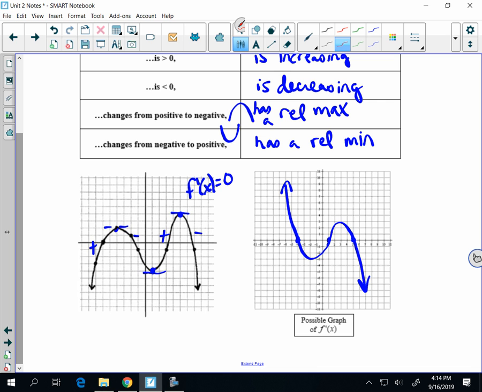Also think about this. This is an even function. It has 3 turning points, so its derivative is going to have 1 less than that. Also, its derivative is going to be an odd function if this one's even. So thinking about what we know about polynomial functions. Okay?